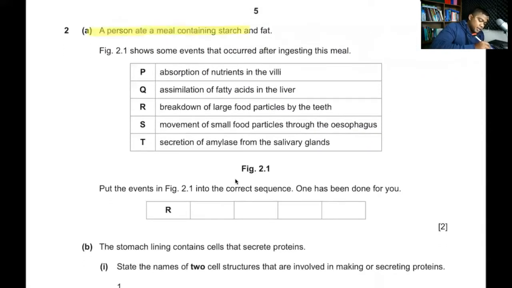A person ate a meal containing starch and fat. Figure 2.1 shows some events that occur after ingesting this meal. Absorption of nutrients in the villi, assimilation of fatty acid in the liver, breakdown of large food particles by the teeth, movement of small food particles through the esophagus, secretion of amylase from the salivary glands. Put the events in figure 2.1 into the correct sequence. One has been done for you.